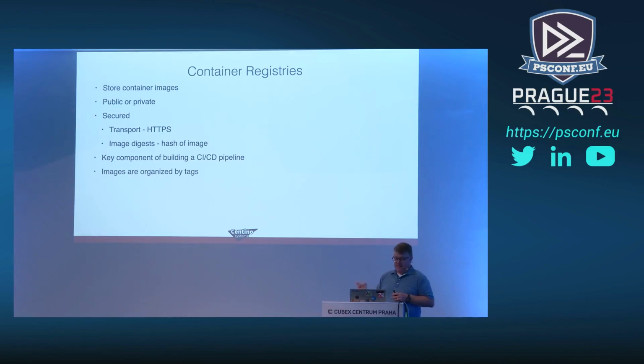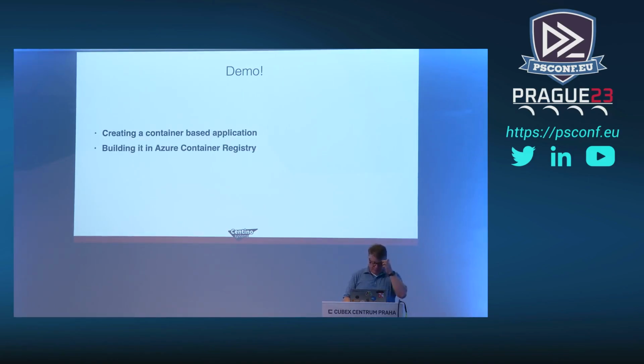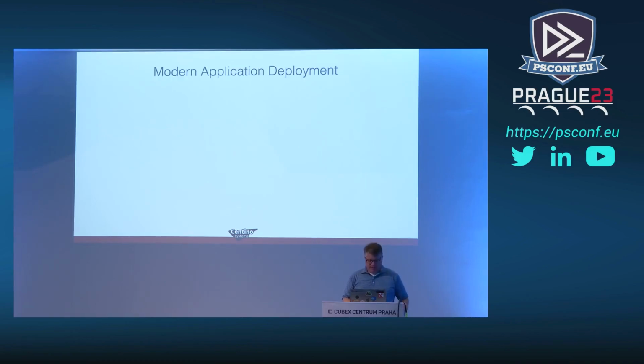Images are organized by tags, which we're going to experiment with in a second, usually to identify a version of an application, but really giving you some information about what is inside the image. Docker Hub is the big one, and we're going to work a bunch with Azure Container Registry today, which is going to be available at that URL there, and we're going to see that here in a few minutes. And so let's do some demos where we're going to go and create a container-based application, build it in ACR, and do some cool stuff.